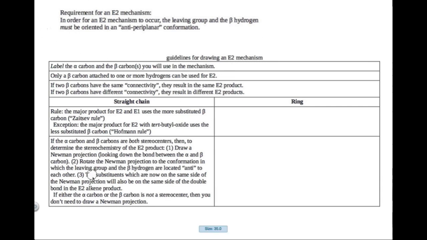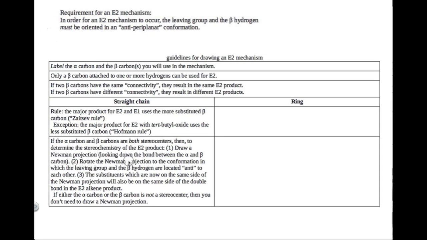Here is a new guideline for E2 on a straight chain molecule. Now notice that the purpose of this guideline is to help us determine the stereochemistry of the E2 product. We do not always have to follow this guideline. You only have to follow this guideline if both the alpha carbon and the beta carbon are both stereocenters. If the alpha carbon and the beta carbon are both stereocenters, then a good method to determine the stereochemistry of the E2 product is, first, draw a Newman projection, looking down the bond between the alpha and the beta carbon.